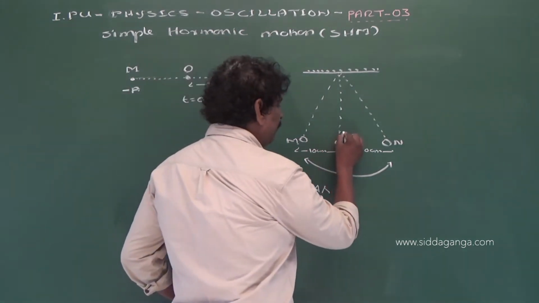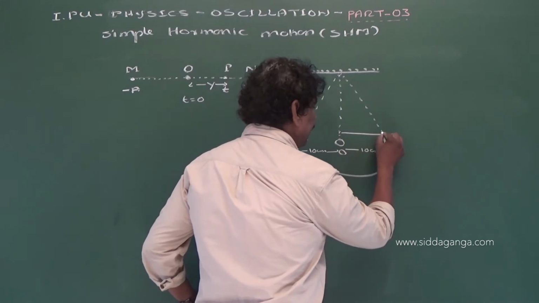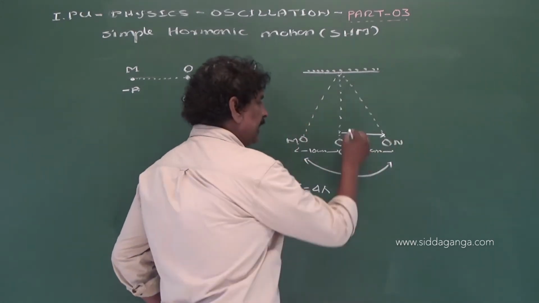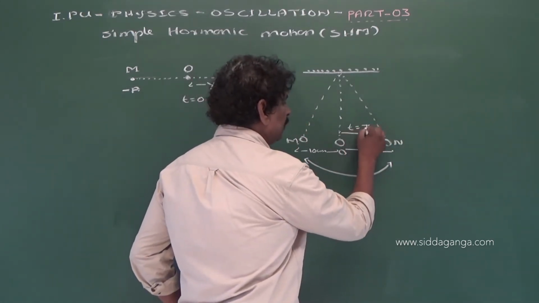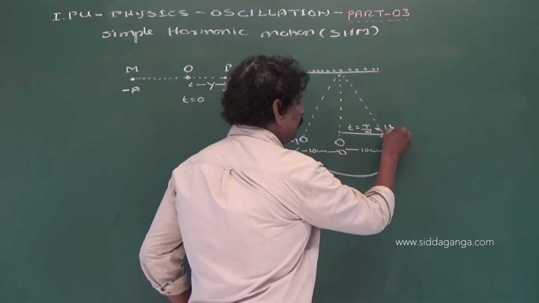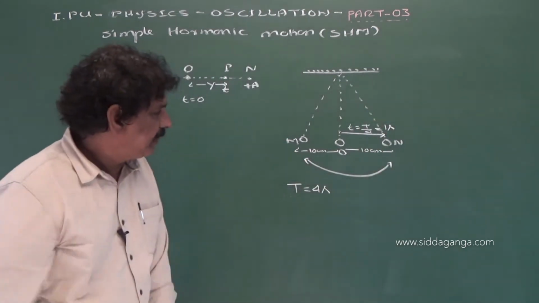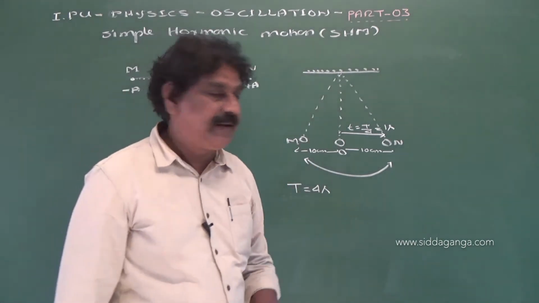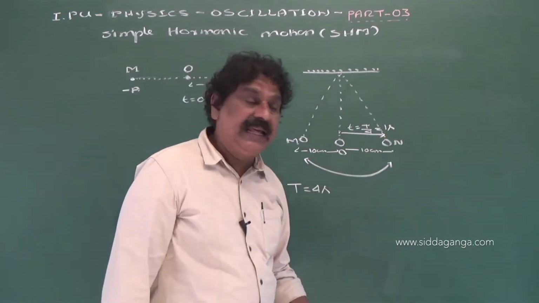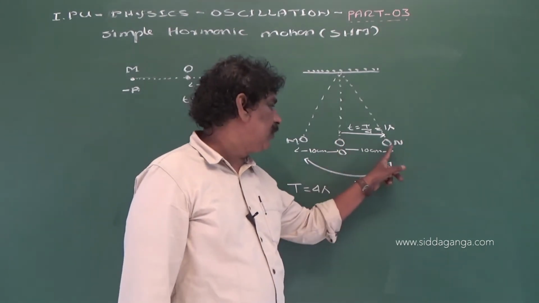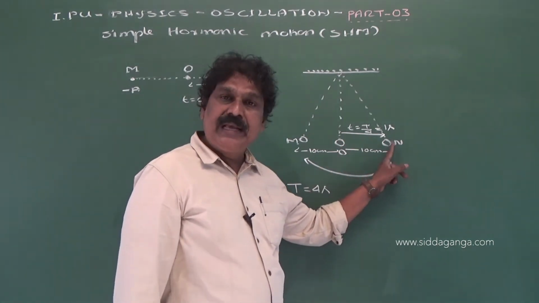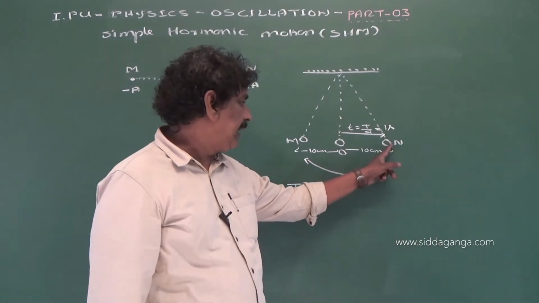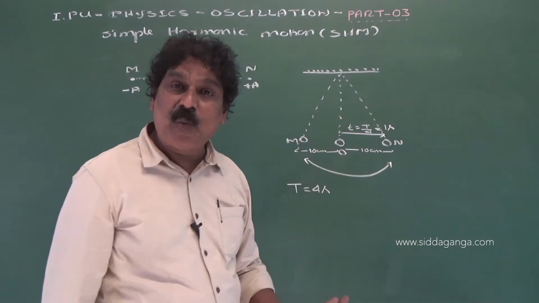For a given length, there is a given time period, say it is 4 seconds. Now to move from O to N, it takes a time T by 4, that is equal to 1 second. Now the amplitude is 10 centimeter. So in 1 second, it moves from O to N. In the same 1 second, it moves from N to O.